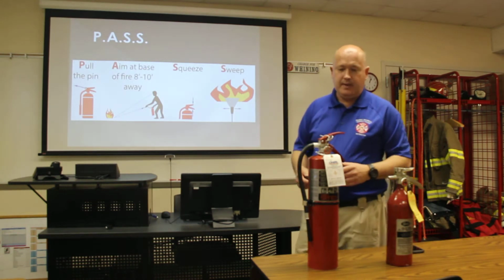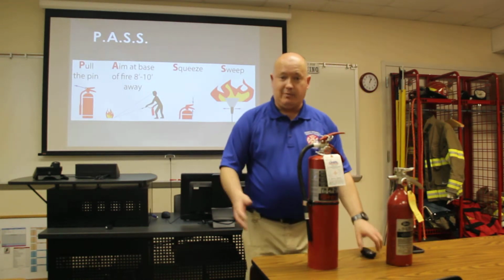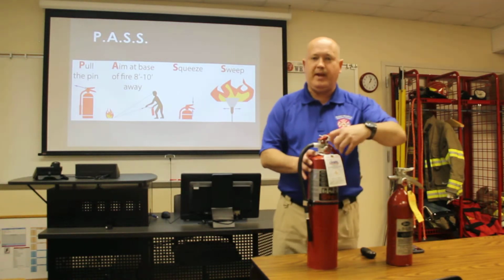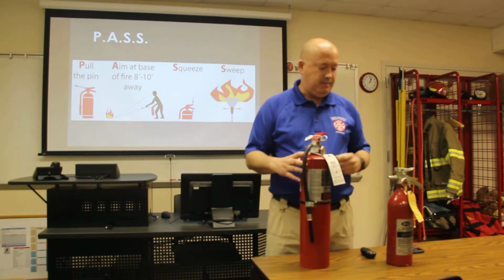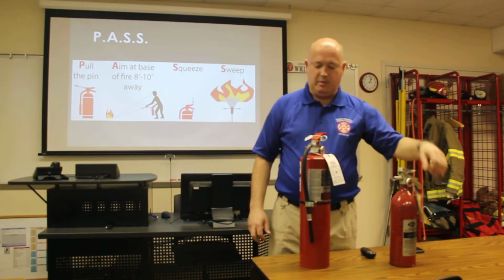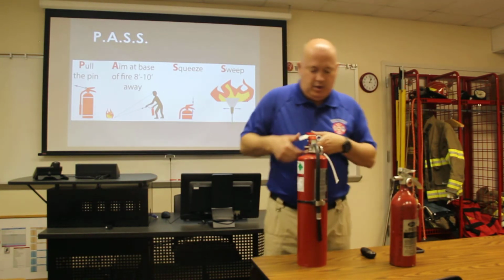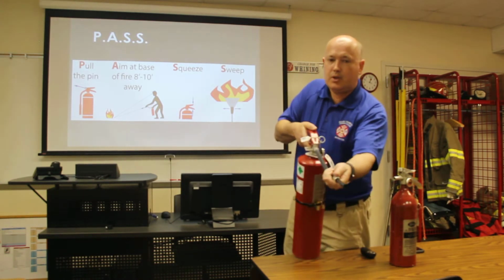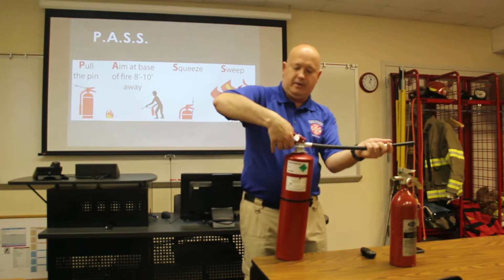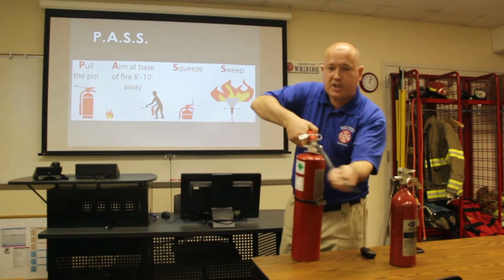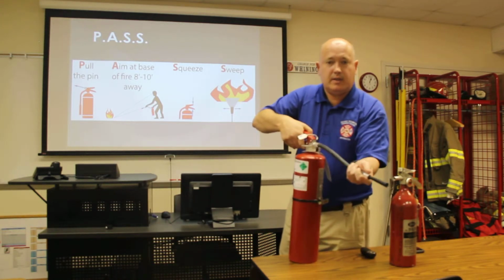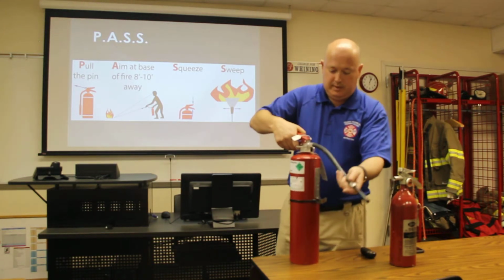The PASS method. If you want to pass this class, remember the acronym PASS, and that is pull the pin. We're going to pull the pin out, and it looks like a little hand grenade pin. We're going to aim the nozzle toward the base of the fire. We're going to squeeze the release lever down toward the handle, and we're going to sweep back and forth at the base of the fire until the fire is knocked out or completely put out.